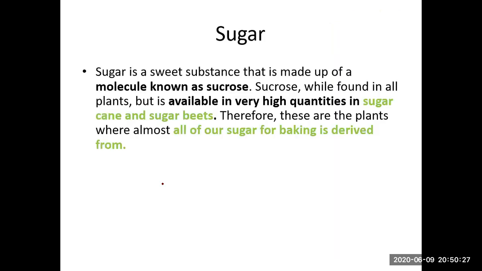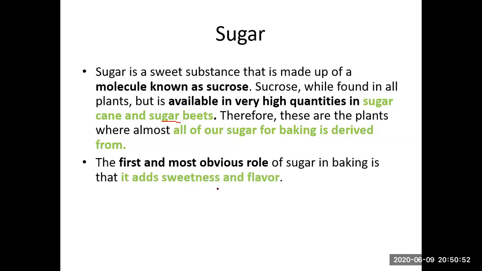Then our next ingredient is sugar. In the case of sugar, we mostly find it as sucrose, and sucrose is available from two kinds of plants. One is sugar cane and another is sugar beets. The sugar that we find in the market we mostly get from sugar beets. With that, we also find canned sugar in the market. And the first and most important role of sugar is that it adds sweetness and flavor to the product.